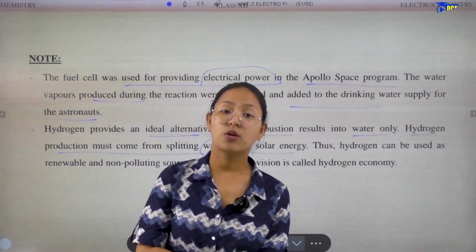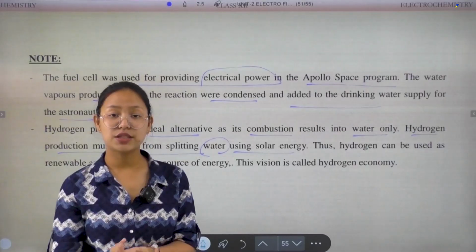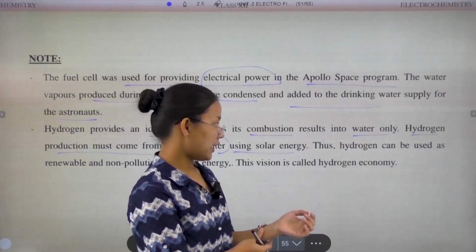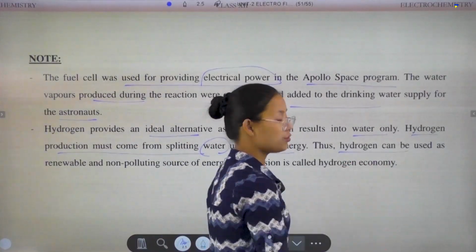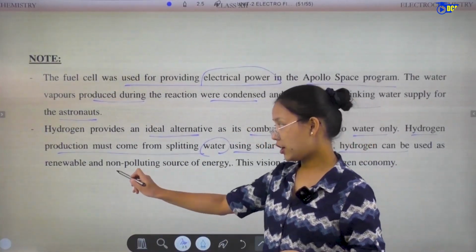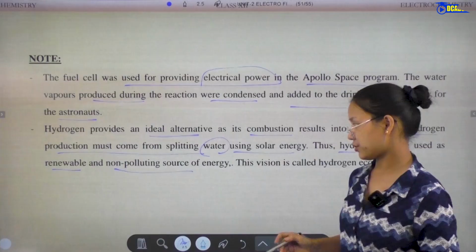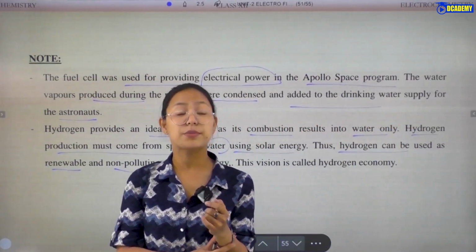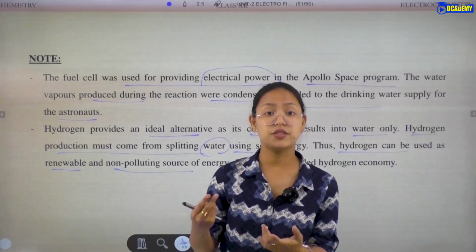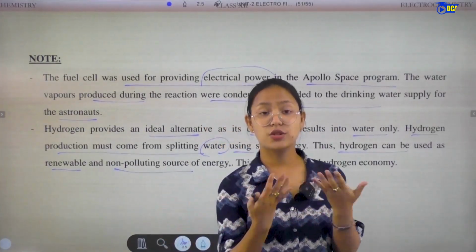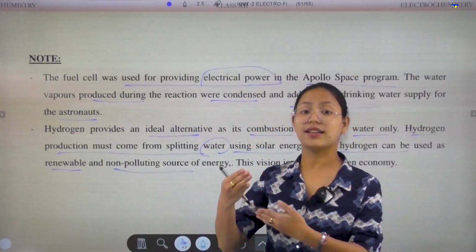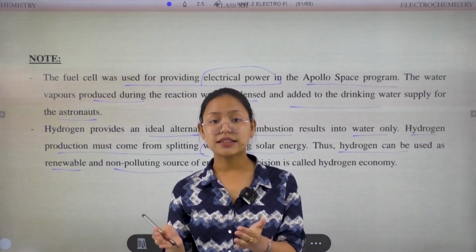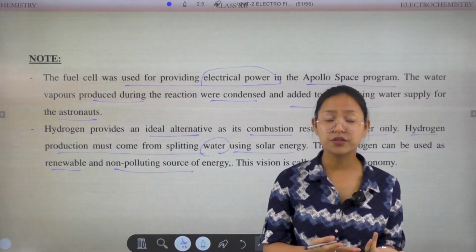Solar energy is used, so it will form hydrogen gas. Then this hydrogen can be used as a renewable and non-polluting source of energy. We have already heard about the two types of sources, renewable and non-renewable resources. If it is a renewable resource, then it can be generated within less time.